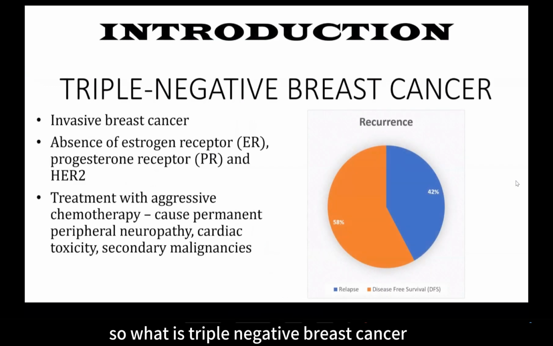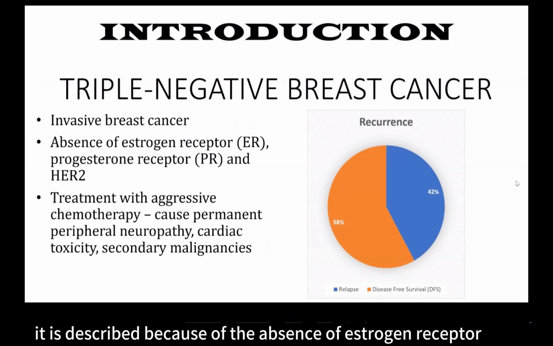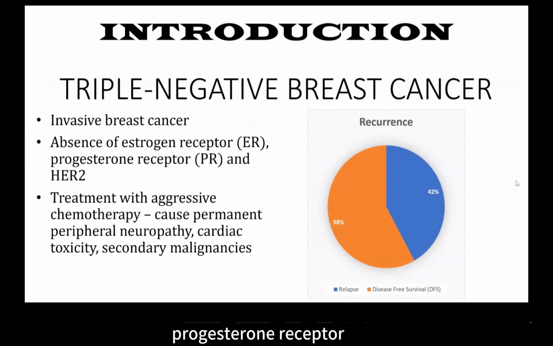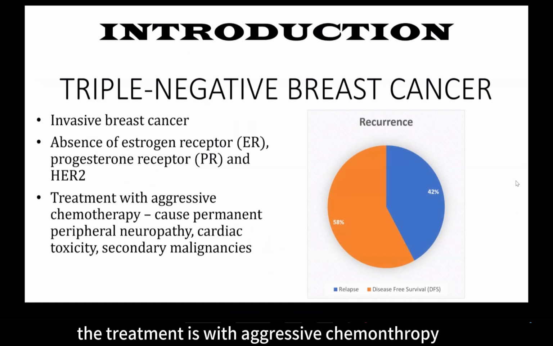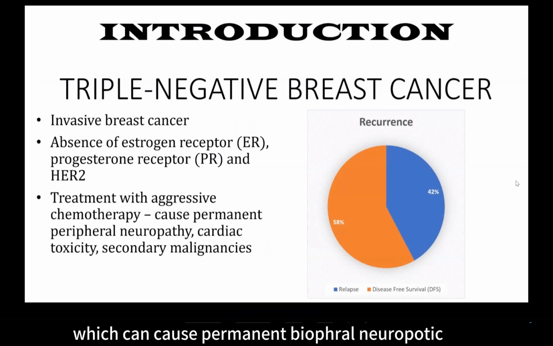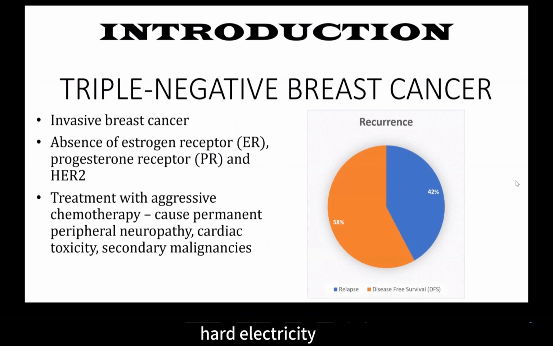So what is triple negative breast cancer? This is an invasive type of breast cancer. It is described by the absence of estrogen receptor, progesterone receptor, and HER2. Currently, the treatment is aggressive chemotherapy, which can cause permanent peripheral neuropathy, cardiac toxicity, and secondary malignancy.